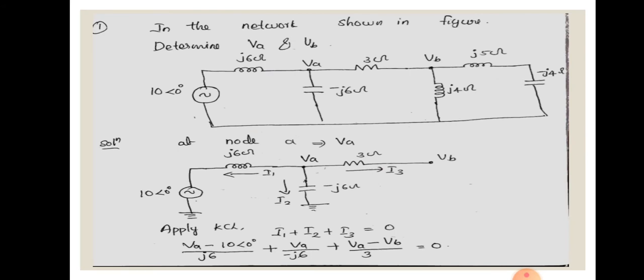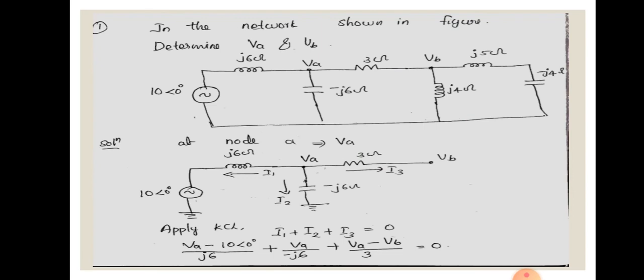So let us do a problem. In the network shown in the figure, determine VA and VB. The network contains 10 angle 0 degree, a voltage source, that is an AC source. It contains an inductance of J6 ohm, a capacitance of minus J6 ohm, a resistance of 3 ohm, another inductance J4 ohm, another inductance J5 ohm, and another capacitance minus J4 ohm. This is the circuit diagram, and you are asked to find VA and VB. So you can use nodal analysis to find VA and VB.